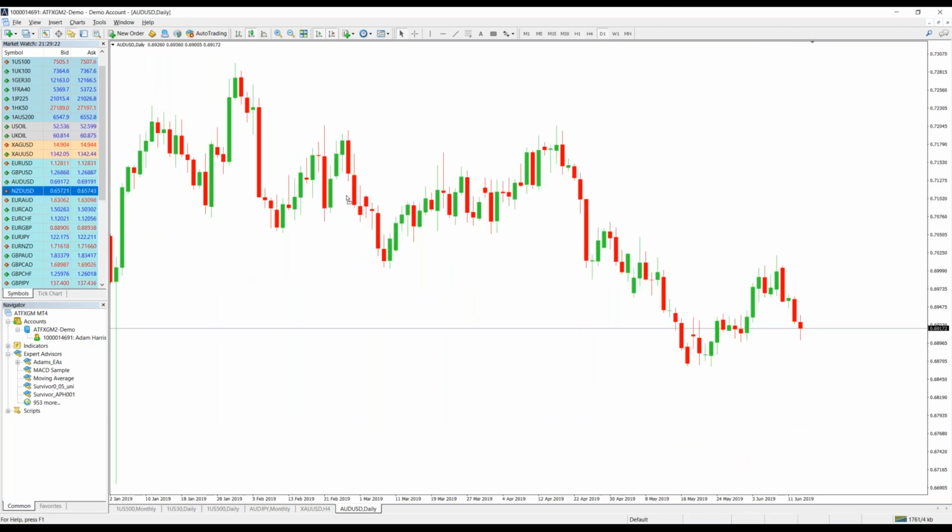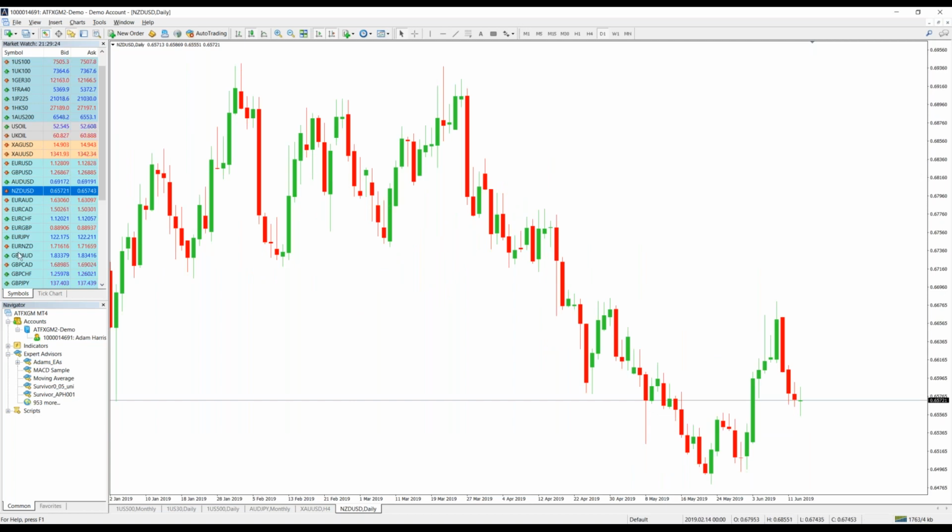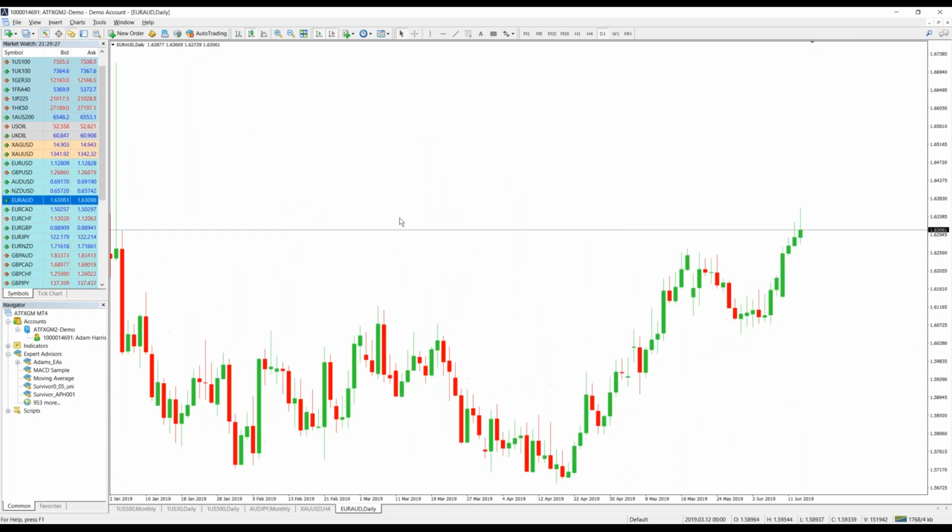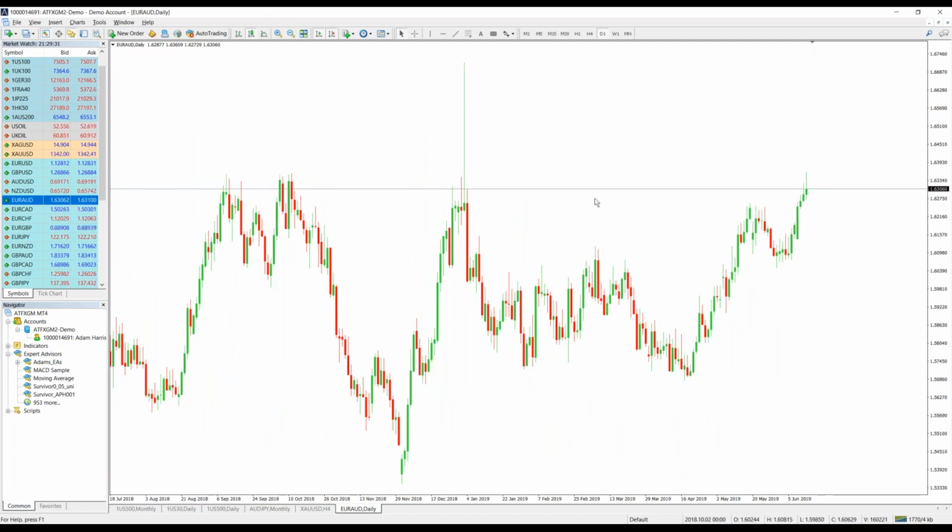So let's see what is happening with Kiwi dollar. Not really happy. Euro Aussie. There we go. So Euro Aussie is trending relatively well. Again, I want to be aware of where these key levels are. You can see it's approaching this level of resistance, but so far it looks as though it's quite keen on ultimately breaking through that level.